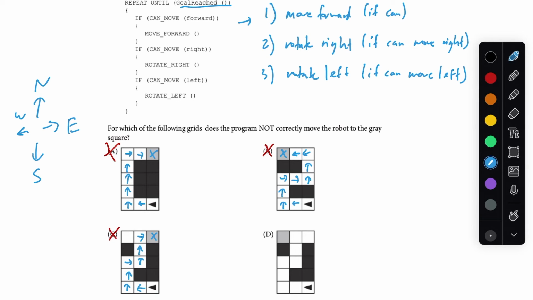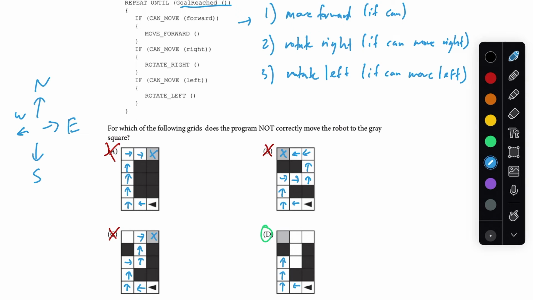So just by process of elimination, you can kind of see that D is going to be the right answer. But let's go ahead and see why it is going to be the right answer. So we're facing west to start off with. We move forward because we can. Can't move right, can't move left, we move forward again. This time we can move right, so we're going to rotate right. So now we're facing north. We can't move left, so we're going to move forward again. Can't move right, can't move left, we're going to move forward.